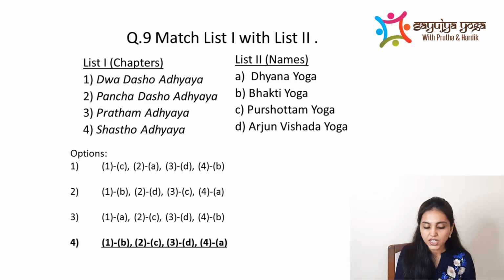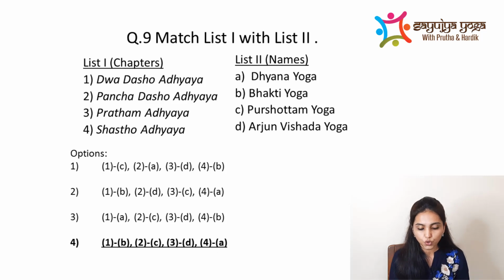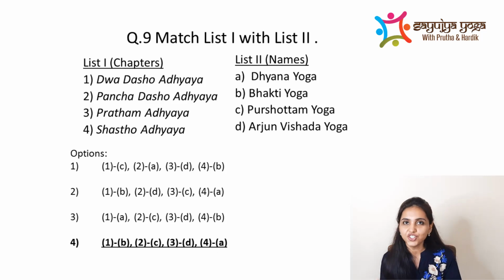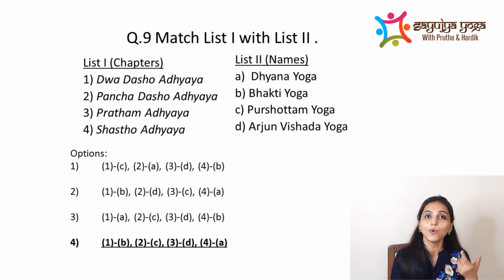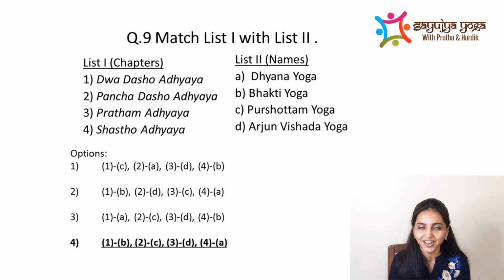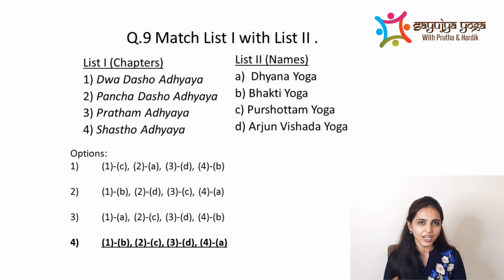Now if you see friends, here to confuse you, instead of giving you a 12th chapter or 15th chapter, they have replaced it with the Sanskrit names, Dwadasho Adhyaya, Panchadasho Adhyaya. So to confuse you, they can do some tricks, but if you know some Sanskrit names and the names of the chapters, you can easily crack these answers.